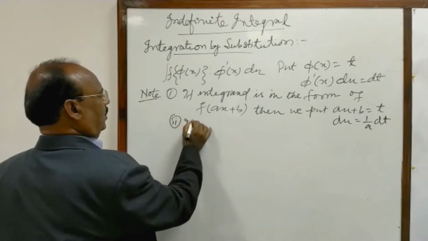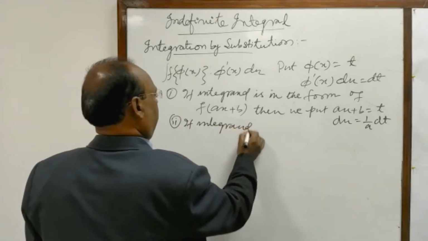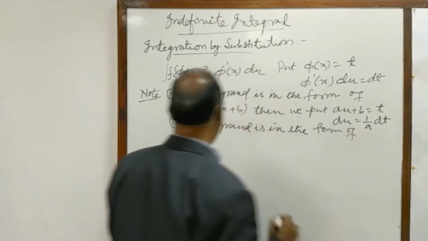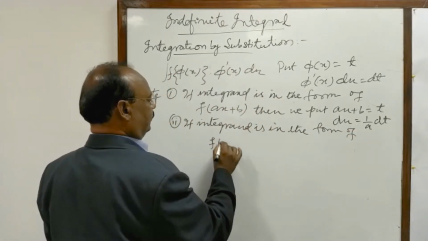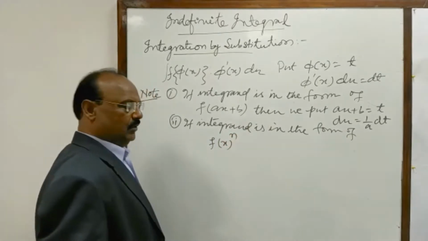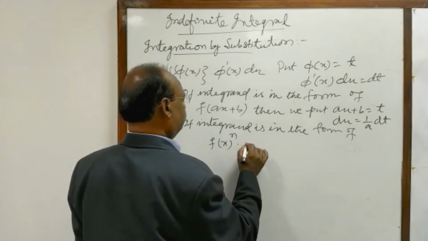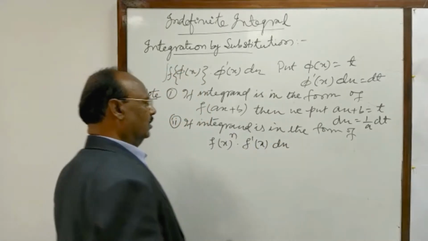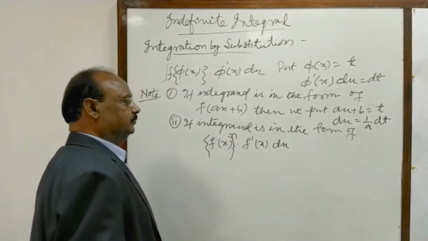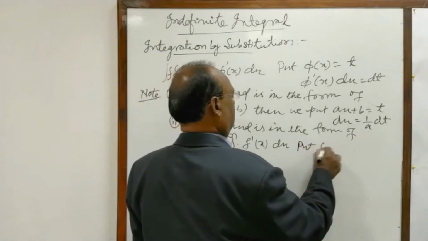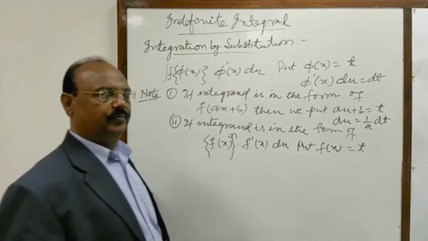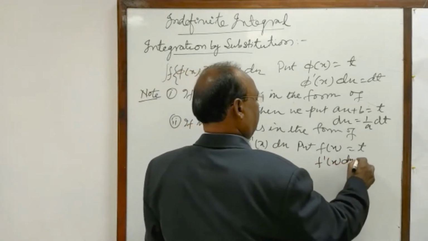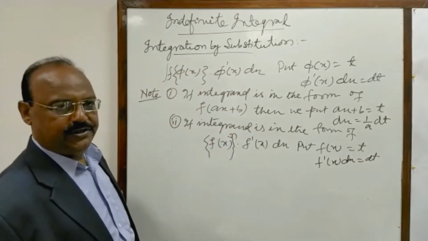Second, if the integrand is in the form of a function of f x to the power n into f dash x dx, here we'll keep it inside the bracket, then we will put f x is equal to t, and differentiating both sides we will get f dash x dx is equal to dt.